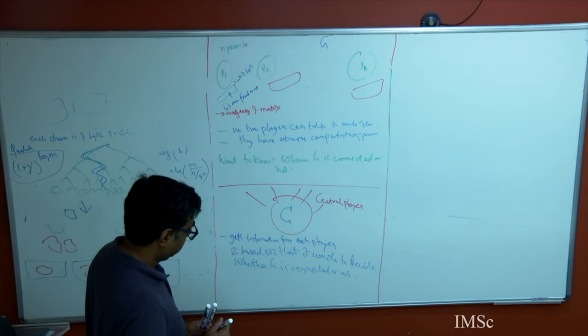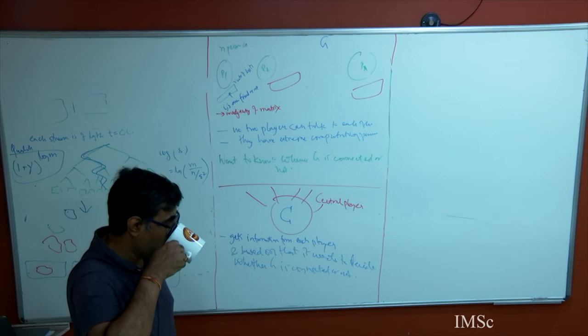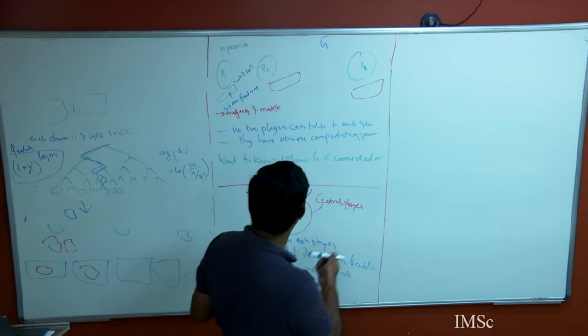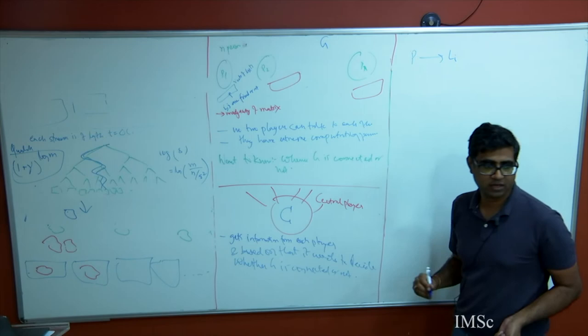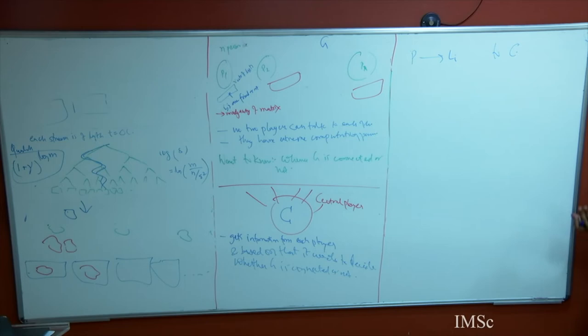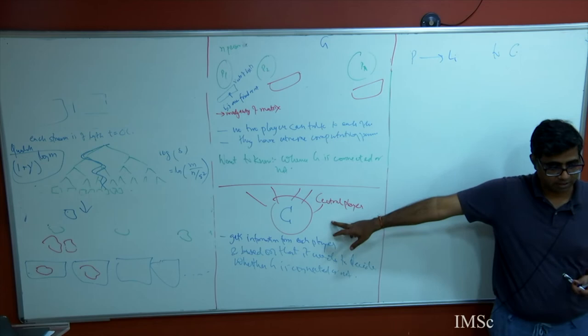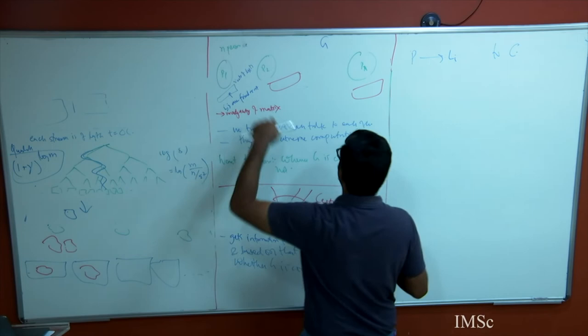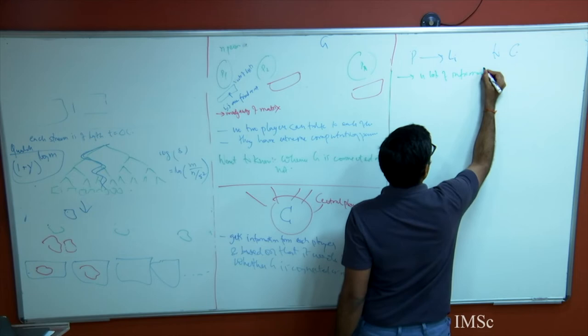So what will be an easy solution to this problem? Each player just sends its list to C, and of course now C has the whole adjacency matrix. He can check whether the graph is connected by running any known graph connectivity algorithm. I do not care how much time he takes. All I care about is that if he has the information, he can do this. So of course, if each player sends n bits of information, total n square bits of information, connectivity is easy.